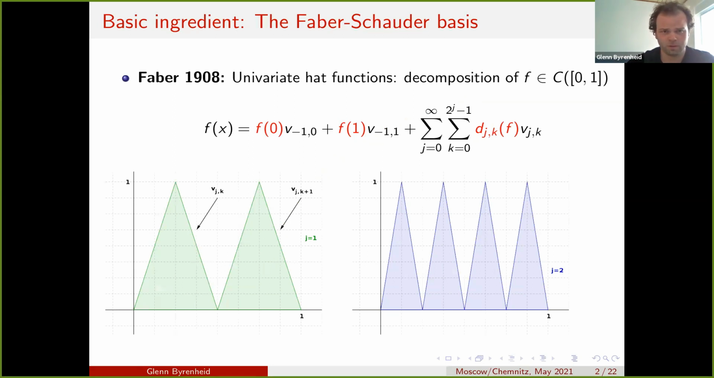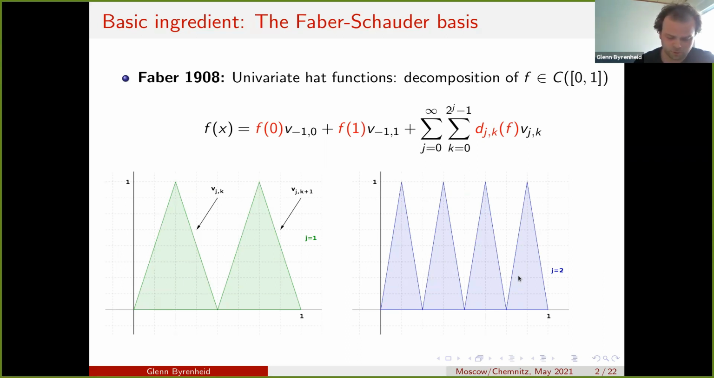Today we will speak about approximation using the Faber-Schauder system. So our basic ingredient will be the Faber-Schauder basis. Faber proved in 1908 that every univariate continuous function can be decomposed as a series of hat functions, or as dilated and translated hat functions. Here we have the first translate of level j=1, second translate, and so on. Here level j equals 2.